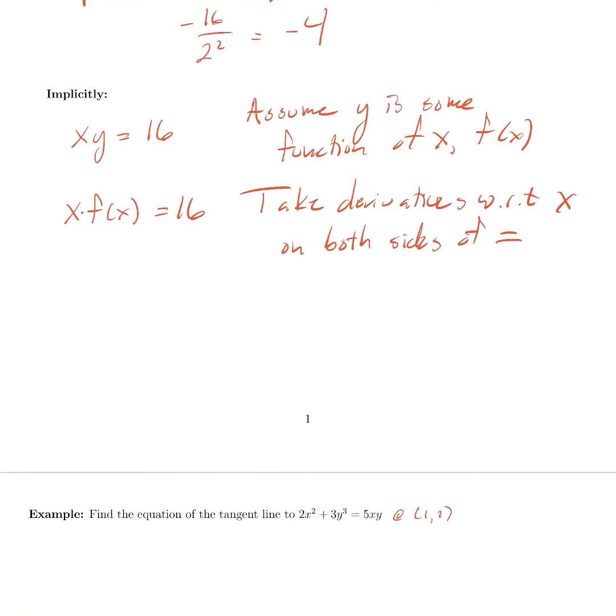Okay, to do that on the left-hand side of the equal sign, we will need the product rule. So we take the first function, which is x, times the derivative of the second. Well, I don't know what f of x is, but I know how to notate its derivative. It's f prime of x, plus the derivative of x, which is 1, times the second function, which is f of x. And that is equal to the derivative of 16 with respect to x, and the derivative of 16 is 0. So right here was the product rule.